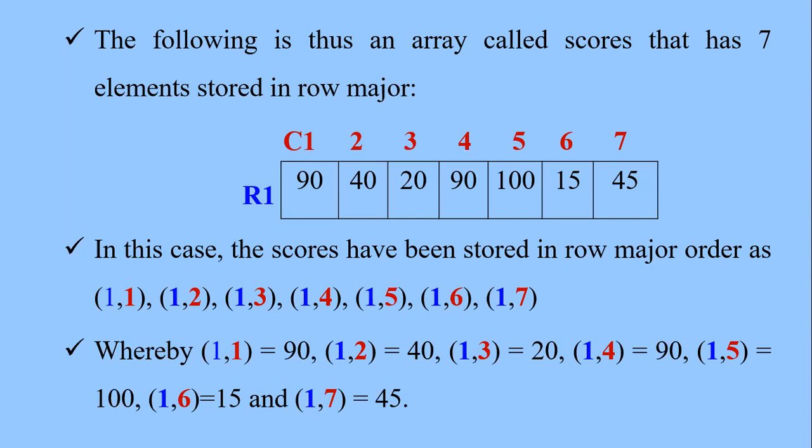Row 1, column 5 refers to element 100. Row 1, column 6 refers to element 15. And row 1, column 7 refers to element 45.